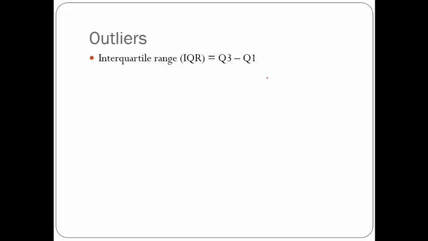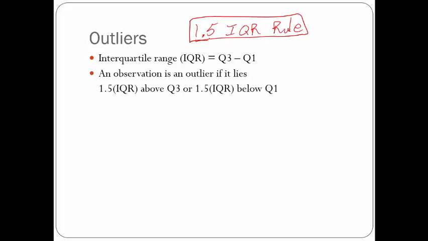So what if there is an outlier? Well, here's what's called the 1.5 IQR rule. The first thing you need to do is find the IQR. So you do Q3 minus Q1. And then when we multiply the IQR by 1.5, something is an outlier, algebraically speaking, if it lies 1.5 IQR above Q3 or 1.5 IQR below Q1.